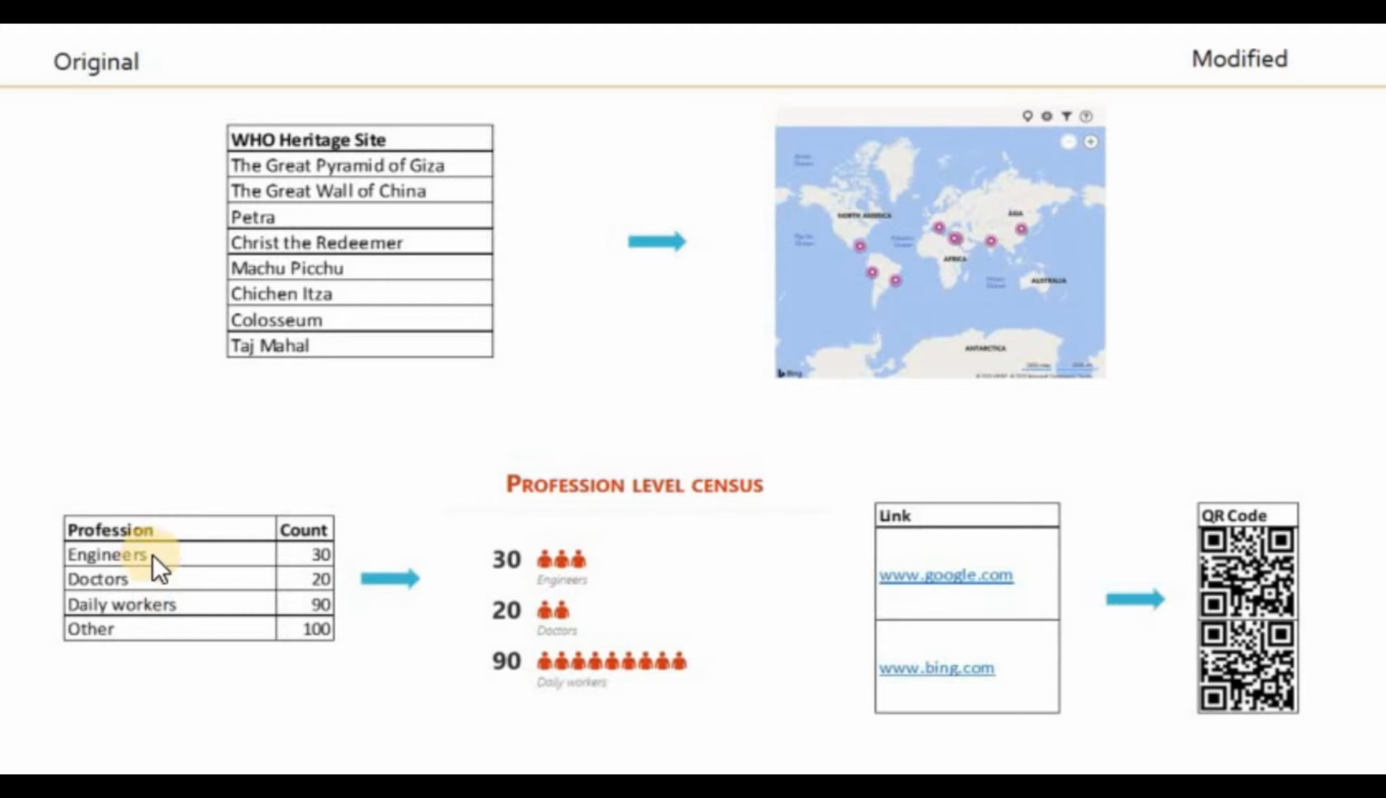Next, we have the number of persons in a city based on their profession. I want to represent it like this. Next, I have some web links and these should be converted into QR codes. All the above operations we'll see in Excel.